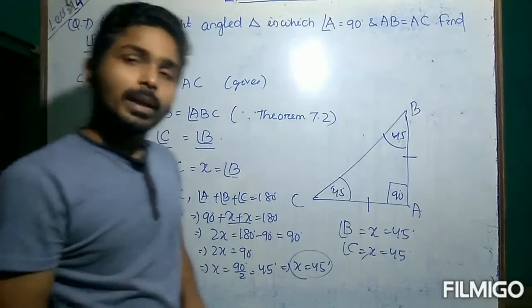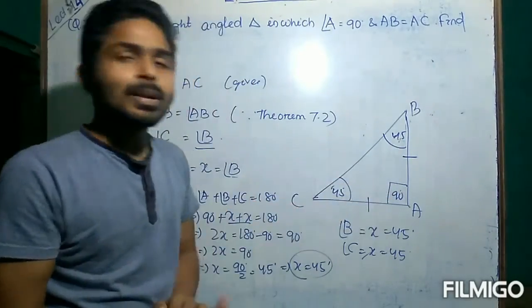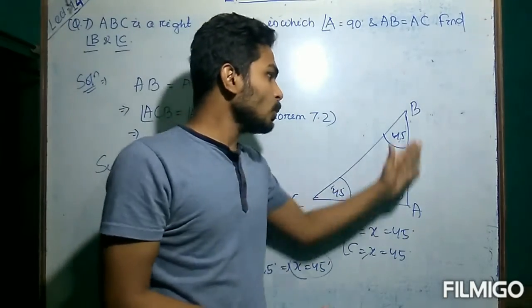Understood? If you want to verify, then it is very easy to verify. 45 plus 45 is 90, 90 plus 90 is 180. So all the angles are added to give 180 degree. Okay.